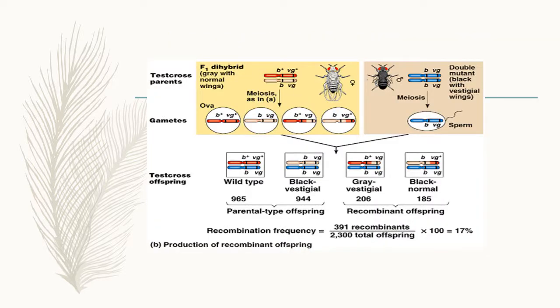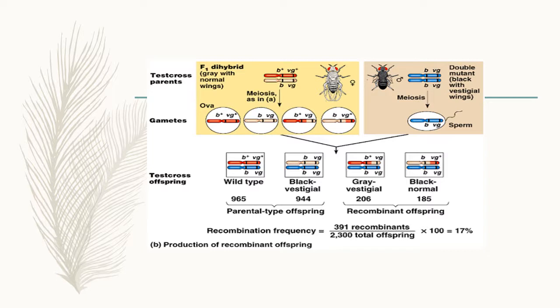This is a test cross of the Drosophila over here, the F1 hybrid gray with normal wings, with the meiosis and the double mutant black with the vestigial wing. It is seen, and the recombinant frequency.